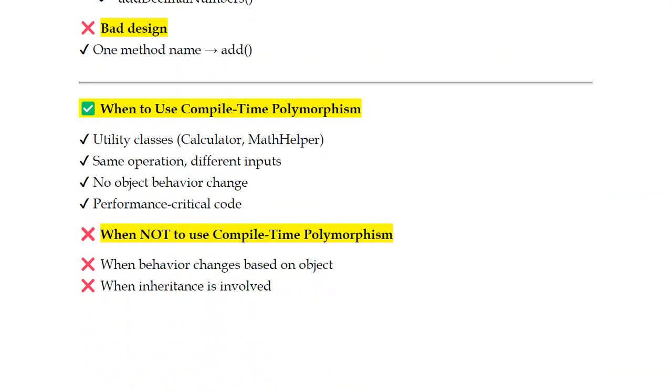Why not use compile time polymorphism? When behavior changes based on the object. So the behavior is differing. For example, it depends upon whether it is a simple or basic calculator, a scientific calculator, or an advanced calculator. When the behavior is changing, compile time polymorphism will not work. When inheritance is involved, compile time polymorphism is not applicable, because runtime polymorphism is achieved using inheritance. At that time you have to override the method.